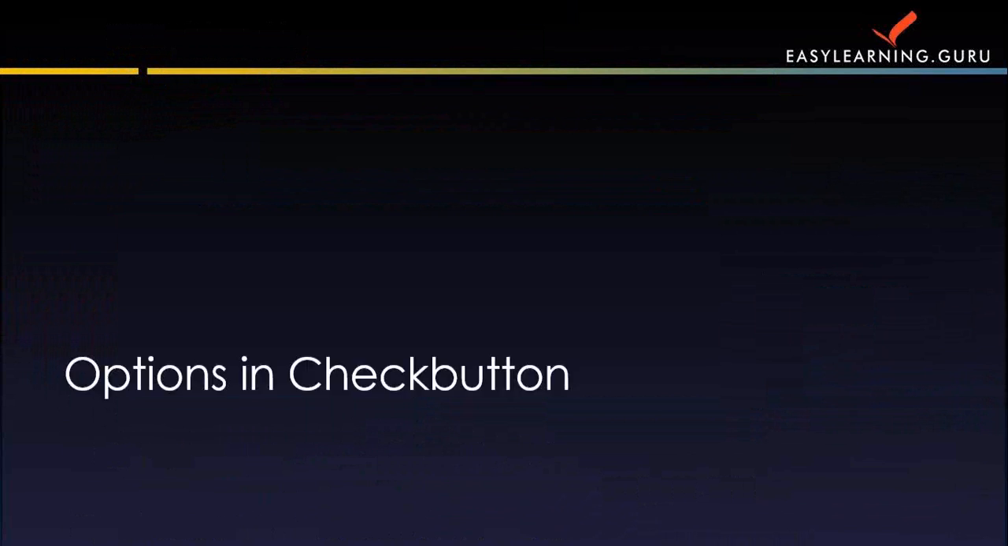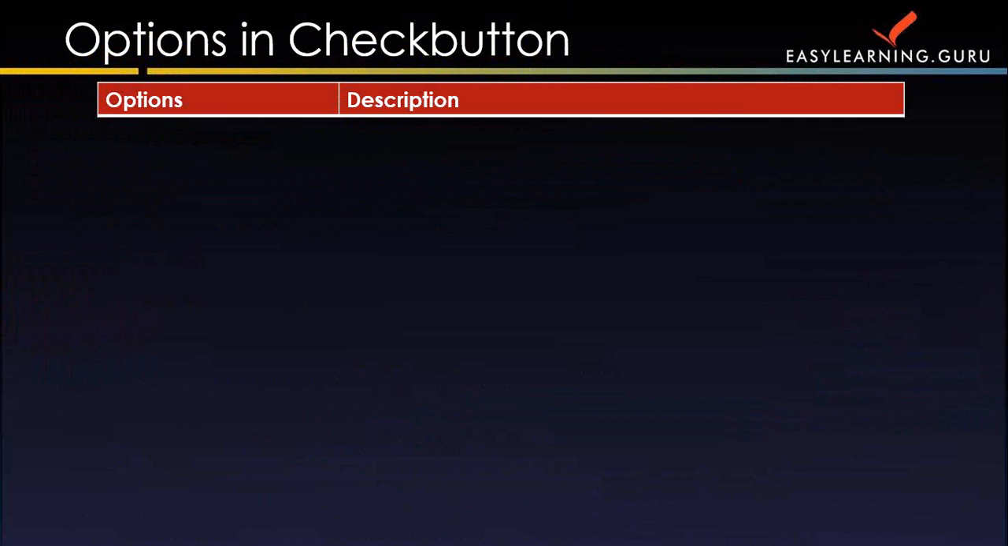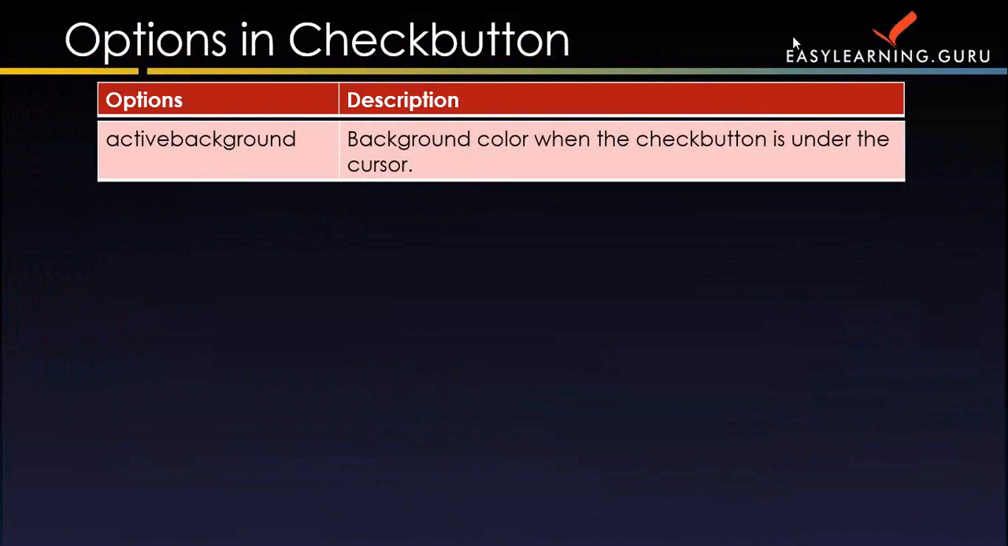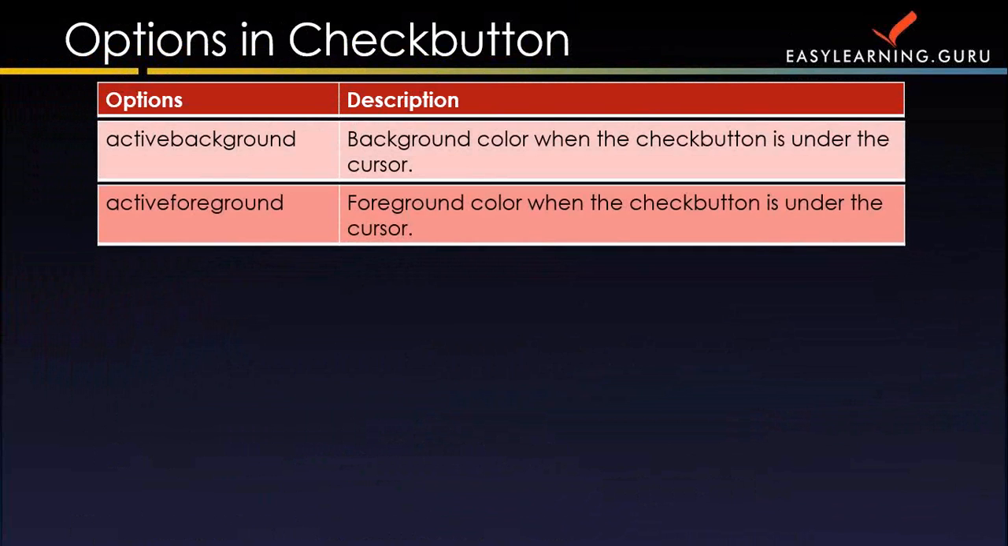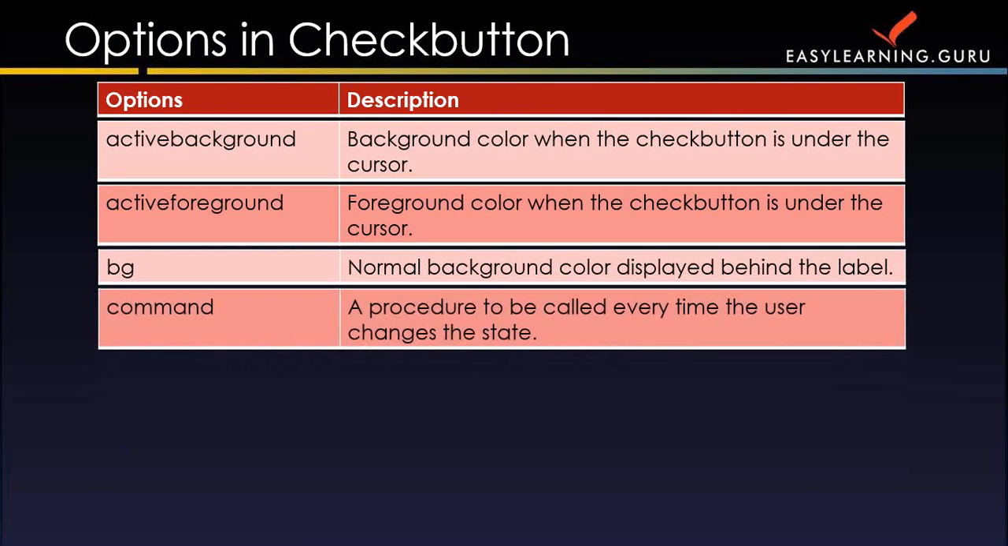Moving ahead, there are some options available in this widget which help in configuring it. The very first is the active background, the background color when the check button is under the cursor. Then we have active foreground, the foreground color when the check button is under the cursor. Next is bg, the normal background color displayed behind the label. Then we have command.